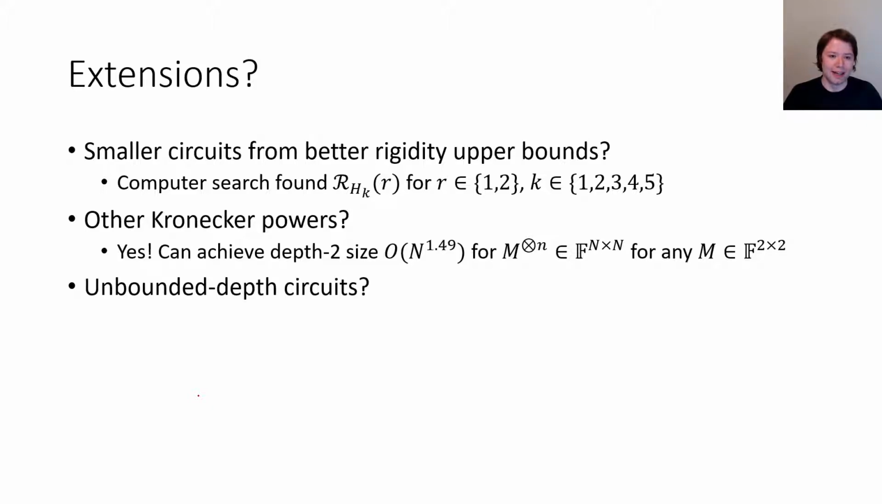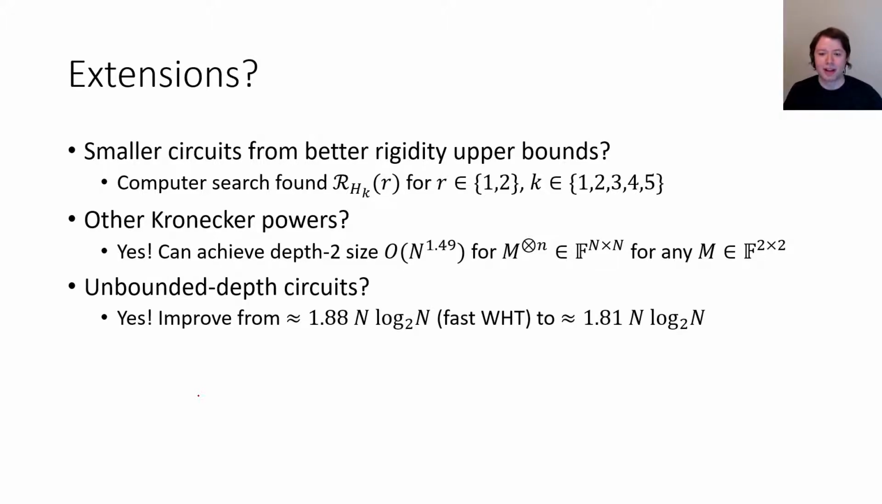Okay, so I've been talking about low depth, like depth 2. What about unbounded depth circuits? Well, we can use the same idea to improve the constant in the size of an unbounded depth circuit for the Walsh-Hadamard transform. So the fast Walsh-Hadamard transform algorithm gives a circuit of size about 1.88 times n log n. And these ideas can improve it to about 1.81 times n log n.